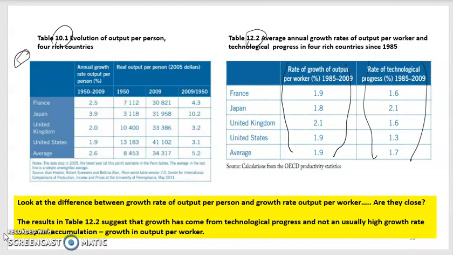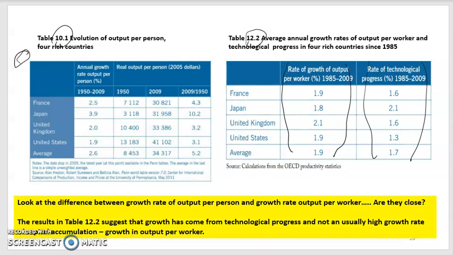Okay, we also need to note what this conclusion does not say. It does not say that capital accumulation was irrelevant. Capital accumulation was such as to allow these countries to maintain a roughly constant ratio of output to capital to achieve balanced growth. What it says is that over the period, growth did not come from an unusual increase in capital accumulation.